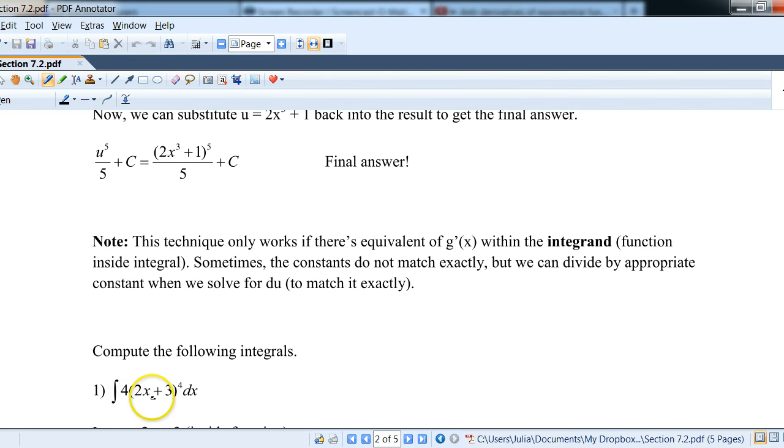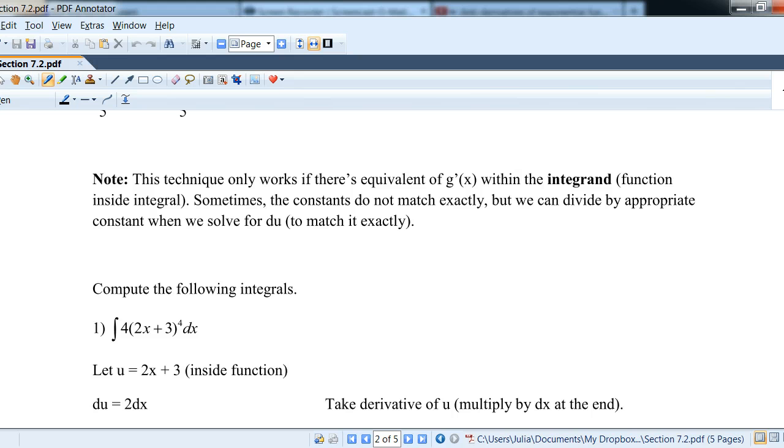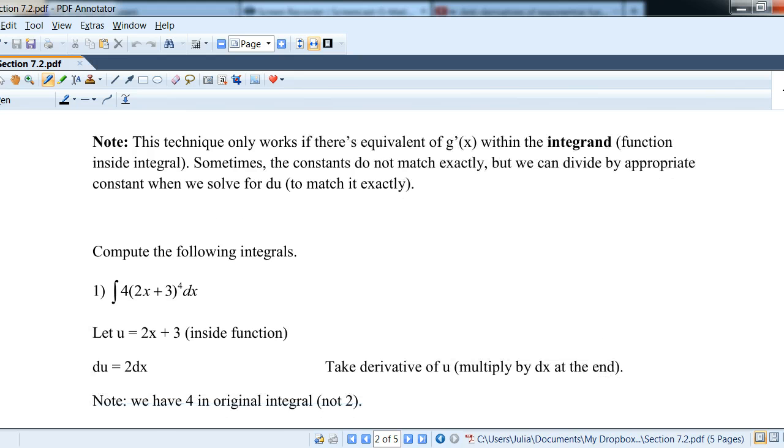What if we have the integral of 4 times (2x plus 3) to the 4th power dx? So again, let's try this. Let u be the inside function, which is 2x plus 3. We'll take the derivative of u. This is how I'm going to do it from now on. The derivative of u is du equals the derivative of 2x, which is just 2. 3 is gone, but we always attach the dx at the end so we can match the dx from the integral. Instead of multiplying, that saves us an extra step.